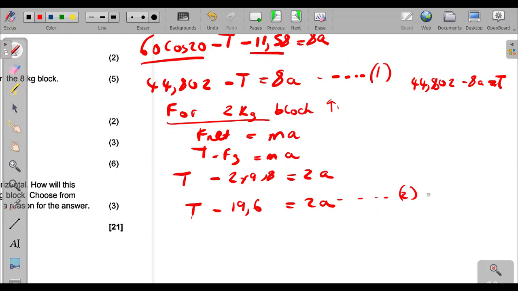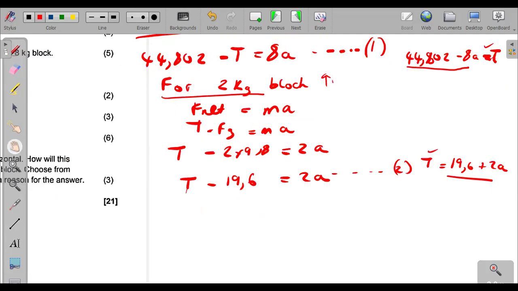We will say T is equal to 2A plus 19.6, right? So it means T is equal to this. At the same time, T is also equal to this. It means these two expressions, 44.802 minus 8A should be equal to 19.6 plus 2A. So we formulate an equation based on that.